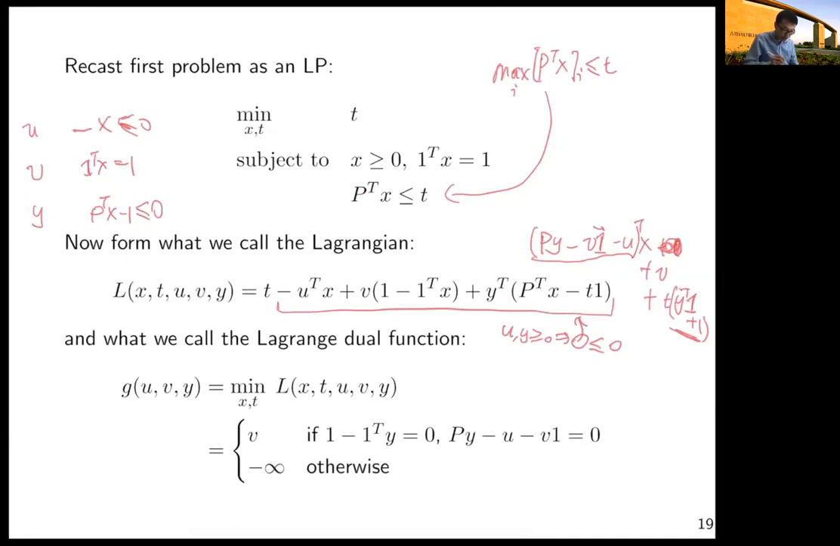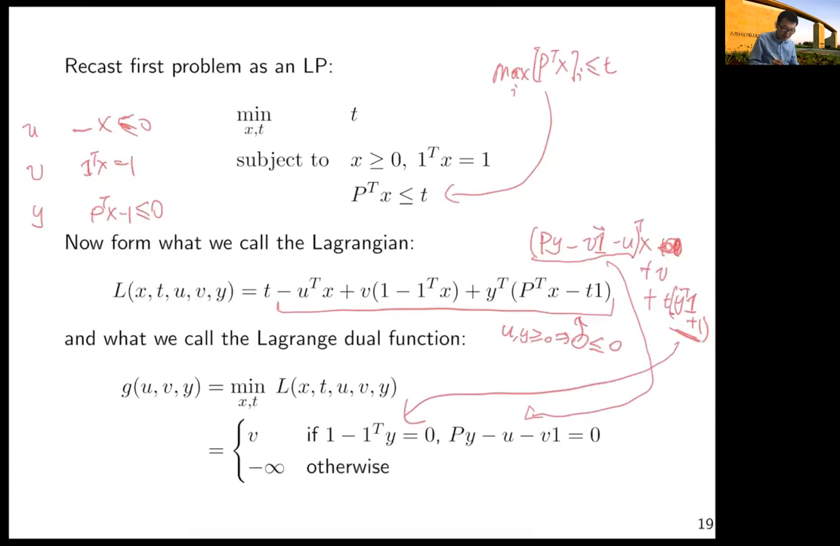That gives rise to the two constraints. Somehow I think I missed the negative term here. I missed a negative sign here. Okay, so this to that, and setting this to 0, this to that.